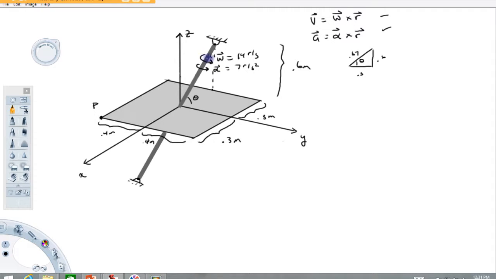Now, the angular velocity vector by right-hand rule points along this shaft up and to the right. So in my picture, the angular velocity vector points this way, and so does the angular acceleration. The angular velocity vector in Cartesian format can be written, let's see, the magnitude is 14 radian per second, I'll write the units last, times cosine theta, which gives me 0.3 over 0.67 I, and then times sine theta, which gives me 0.6 over 0.67 J.